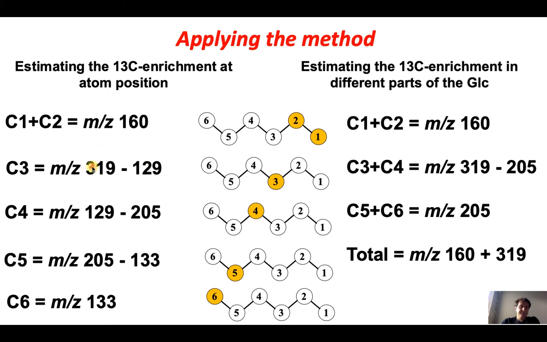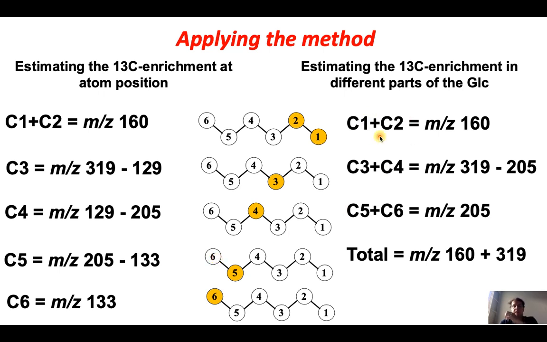And then to estimate the carbons 3, 4, 5, 6, I just took the total 13C enrichment in this fragment here, for example, and discounted the total 13C enrichment of this fragment, and then we get the enrichment in carbon 3. Because this fragment has carbons 3, 4, 5, 6, and this has carbons 4, 5, 6. So discounting, we get carbon 3. So we do the same for the other fragments.